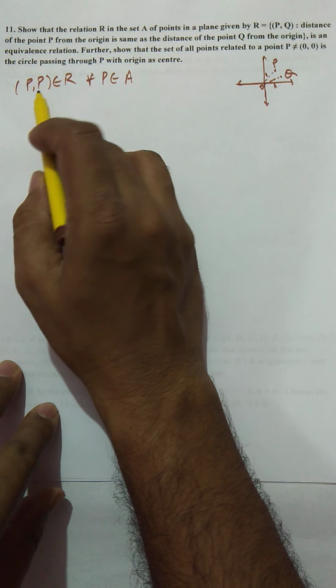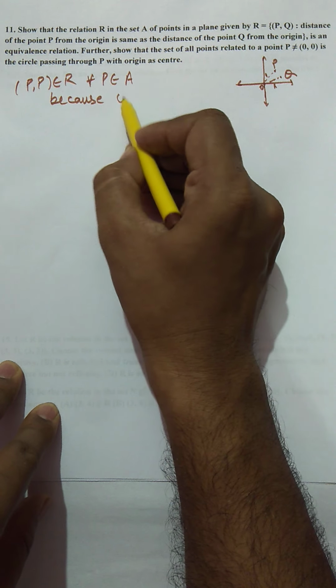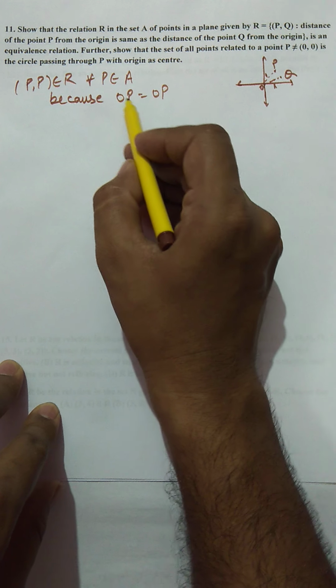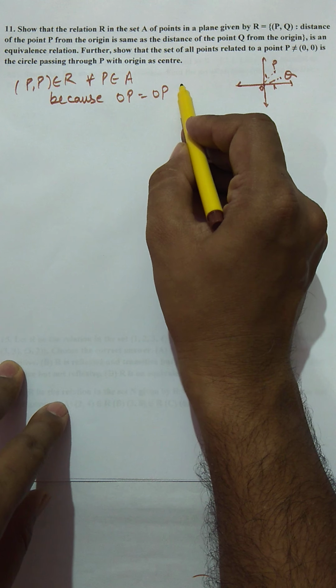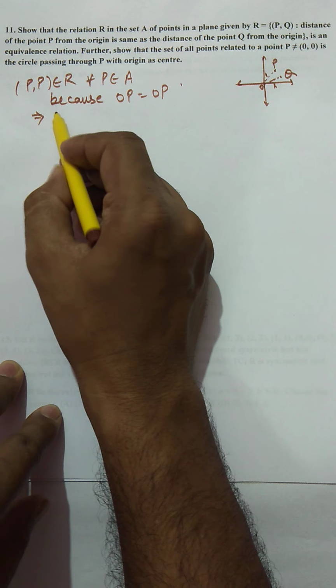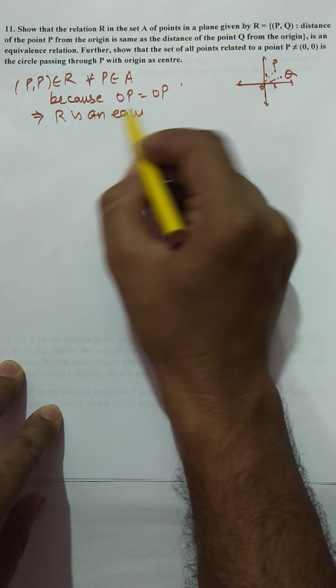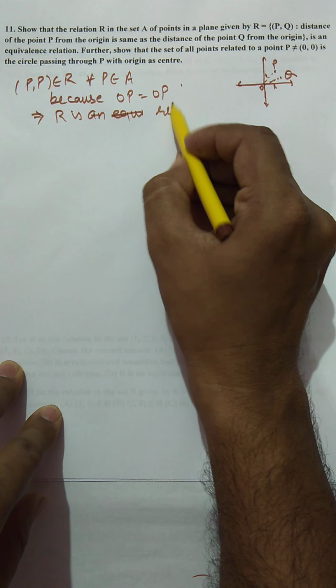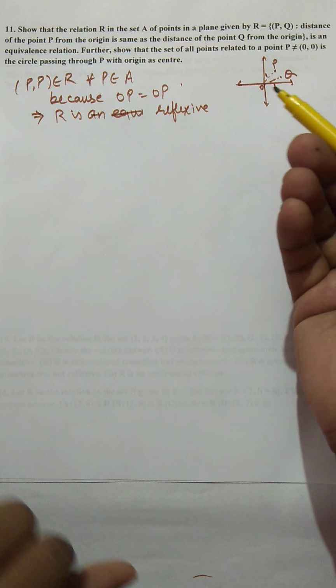So let's now start, after understanding this, that P comma P belongs to R for all P belonging to the set of points in the given plane. Why am I saying this? Because OP is equal to OP, meaning the distance of P from origin is equal to the distance of P from the origin. So it is simple. Now R is not yet an equivalence relation; R is reflexive. That we have to prove. Equivalence we have to show after proving that this is reflexive, symmetric and transitive. So mark this as 1.